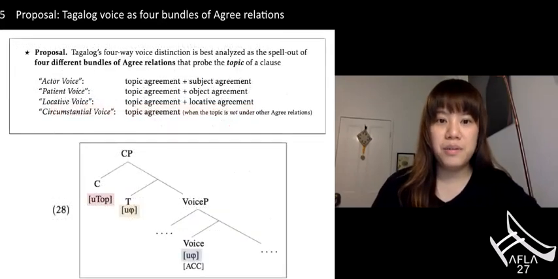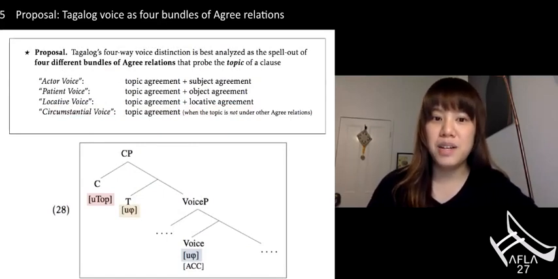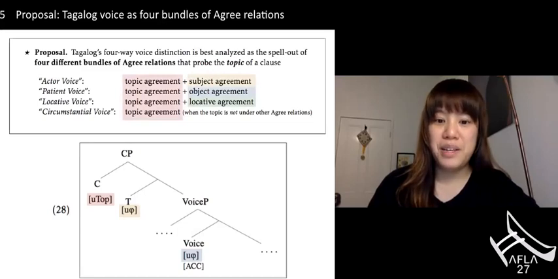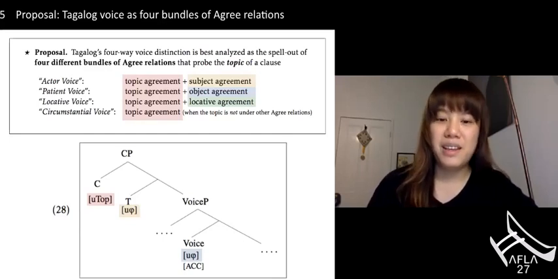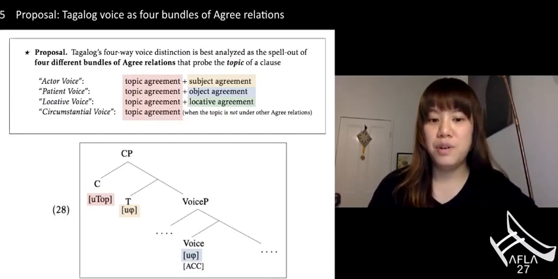Okay, so the proposal here is that Tagalog's four-way voice morphology might be best analyzed as the spell out of different bundles of abstract agree relations that probe the topic. I'll be assuming that Tagalog is a typical nominative-accusative language with subject agreement and object agreement, illustrated as a phi probe on T and another phi probe on the matrix voice.